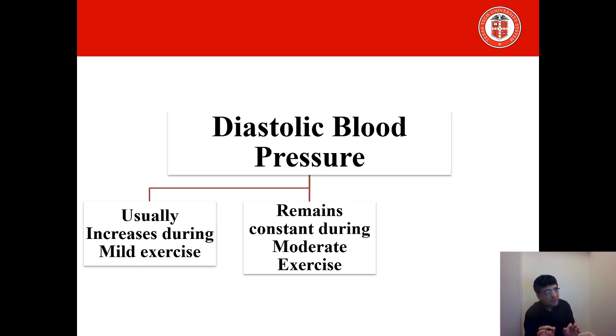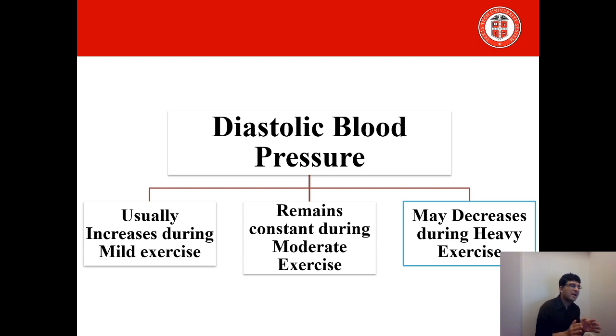Everywhere else in the body, there is vasoconstriction, increased peripheral resistance, and increased diastolic blood pressure, which means that this increase in the diastolic blood pressure all over the body is neutralized by the decrease in diastolic blood pressure in the exercising muscles, and as a result, there is a balance, and that balance makes no change in the diastolic blood pressure and it remains pretty constant.